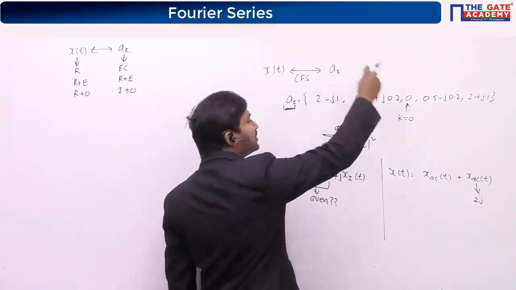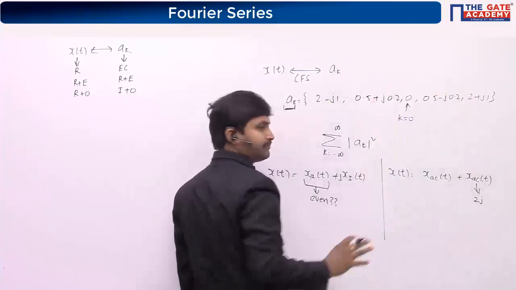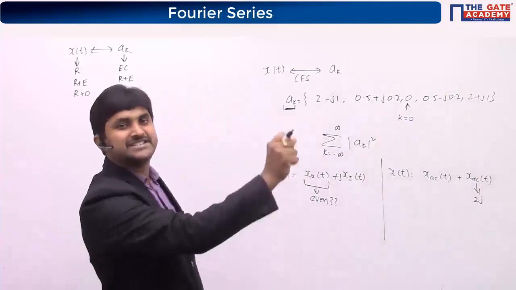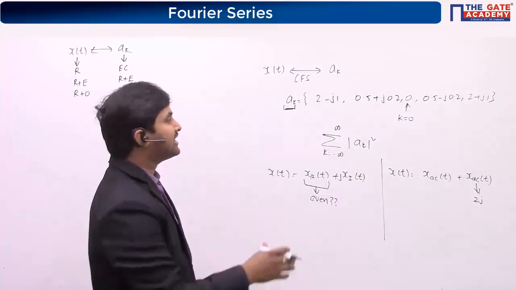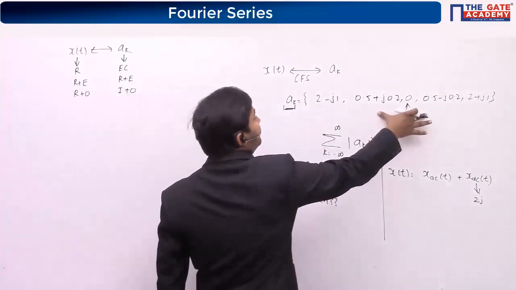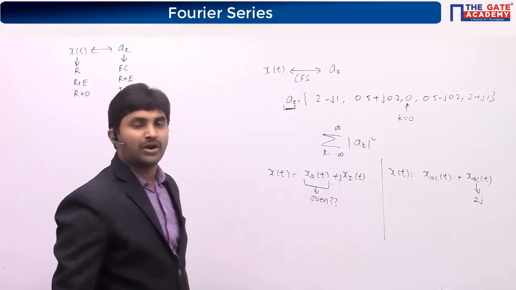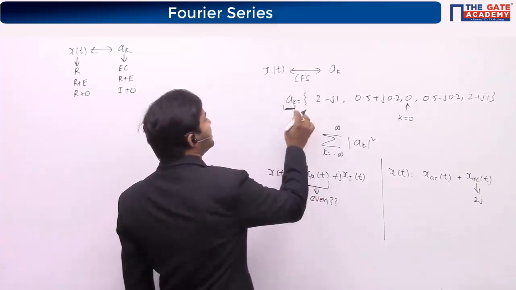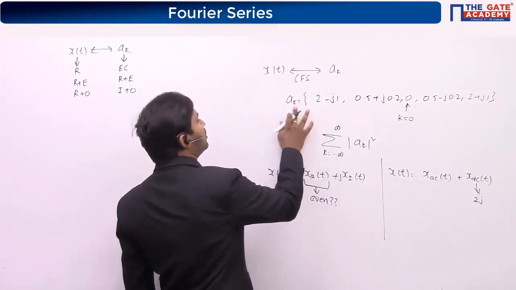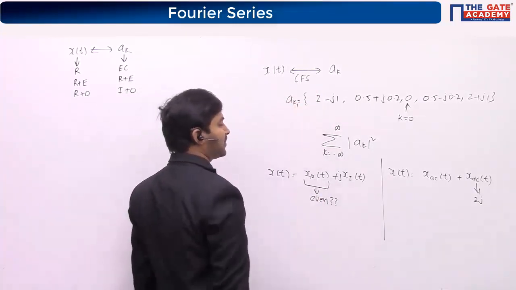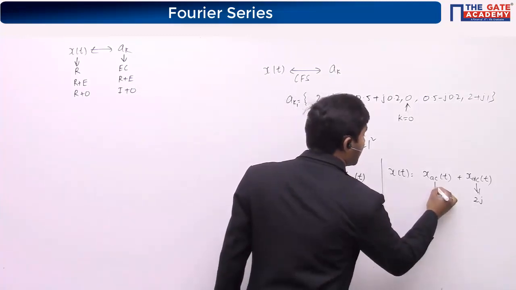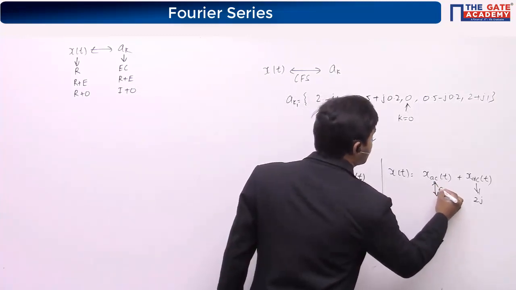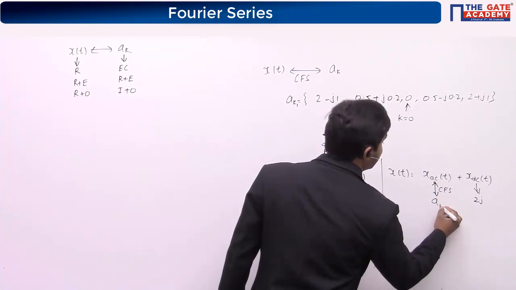Now let us assume that we have removed the DC component and written it separately. What is remaining is nothing but the AC component. Let me call this function by some other name, let us call its coefficients ak1. So the AC component of t is going to have the complex Fourier series coefficients ak1.